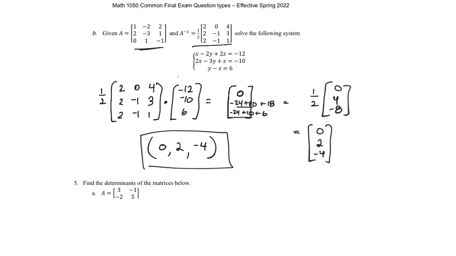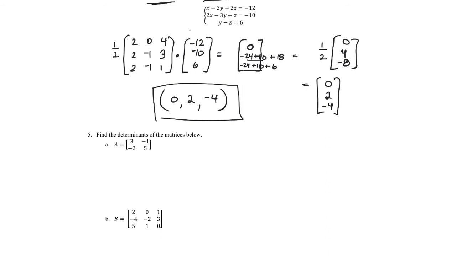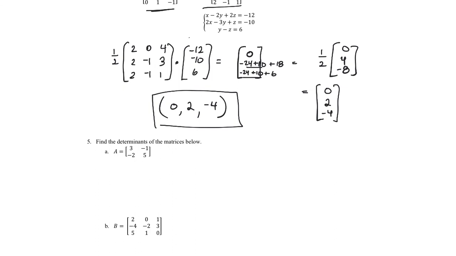Finally, question number 5, find the determinant of the matrices. These come from section 6.4. The determinant of a 2 by 2 is this product subtract this product. So the determinant of matrix A is equal to 3 times 5, which is 15, minus negative 1 times negative 2, which is 2. So we get 13.